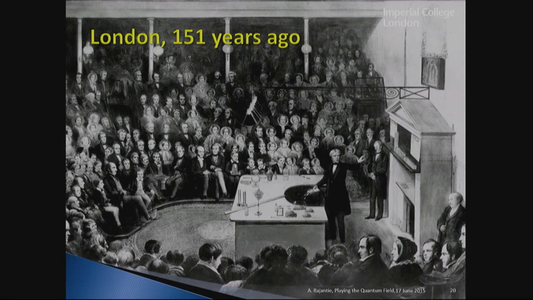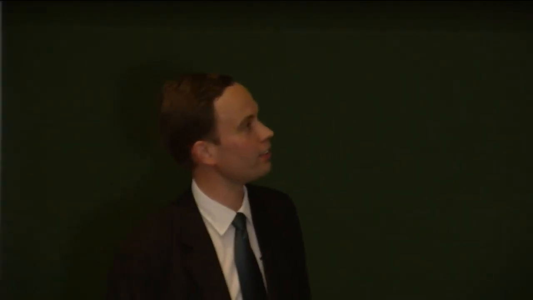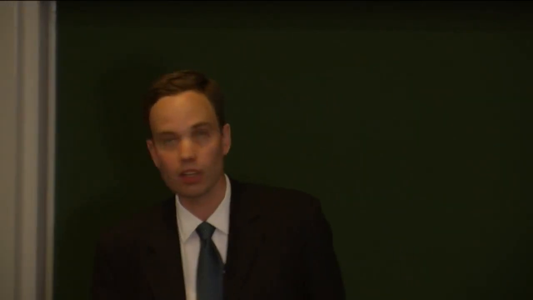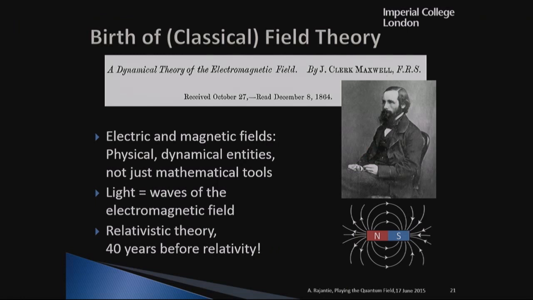And Faraday was a chemist, he was an experimentalist. He did great experiments, which really elucidated the nature of electricity and magnetism. But he wasn't much of a theorist. So it was very fortunate that just down the road at King's College London, there was a theorist called James Clerk Maxwell, who took these results from the experiments and turned them into a consistent theory called electrodynamics, the dynamical theory of the electromagnetic field.